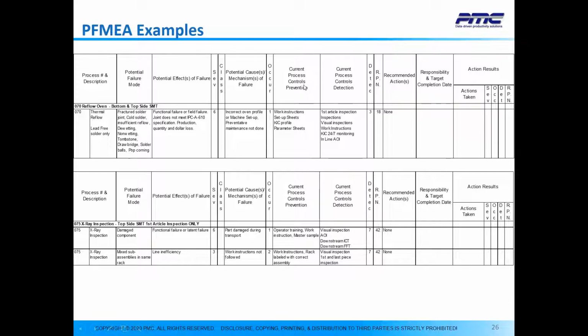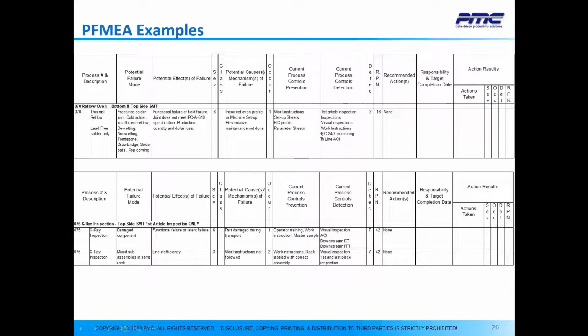The current process prevention controls, they said it's work instructions. That means they created work instructions and trained the people on it. There are setup sheets that they have to use each time they set up the operation. There's a profile, and there are parameter sheets. Again, that's what the team believed is preventing this from happening. As far as the detection, there is the first article inspection. Every day at the beginning of the shift, they run through the first article and inspect it to make sure it meets all the requirements. There's a visual inspection. Again, work instructions are also treated as detection.